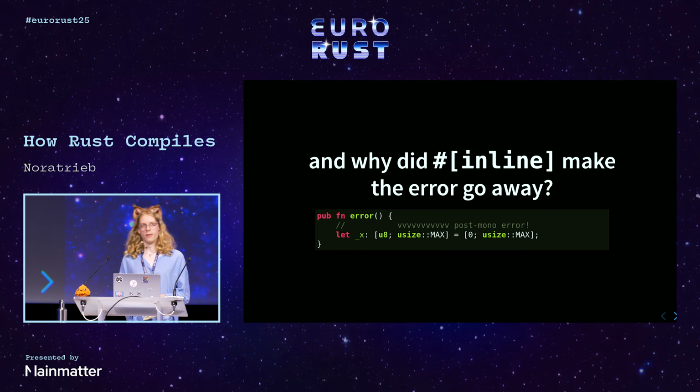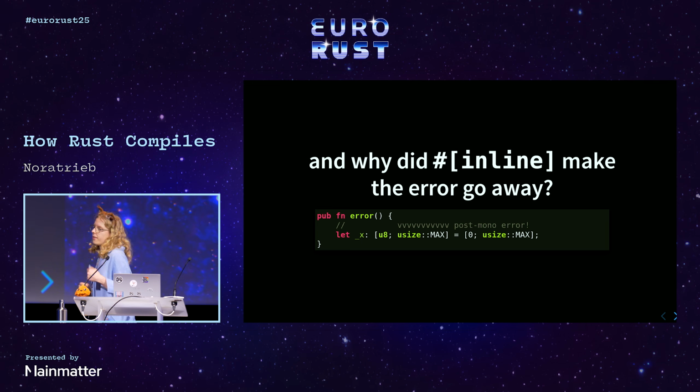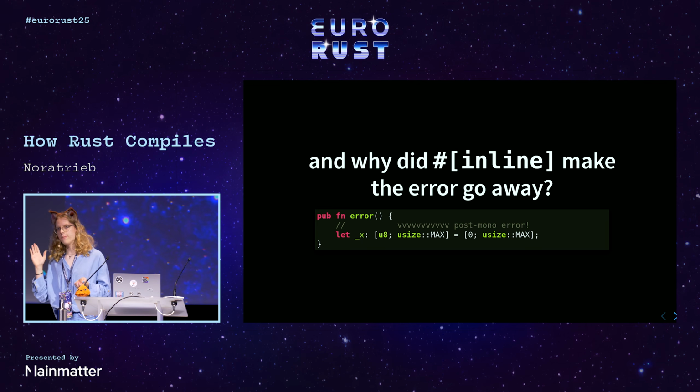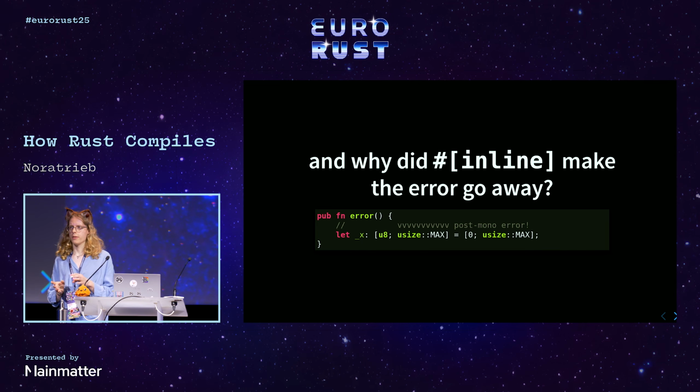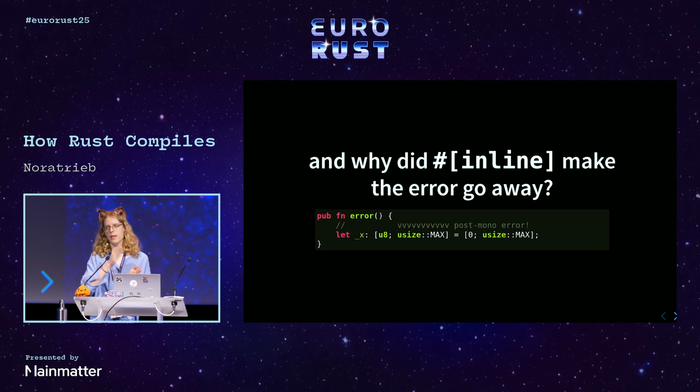So back to the start. Why did the inline attributes make this error go away? That makes no sense. It does, because this error is actually a special type of error. It's what we call a post-monomorphization error. This means that the error is only emitted when going from MIR to LLVM IR, which is not true for most errors. Most errors are emitted much earlier.